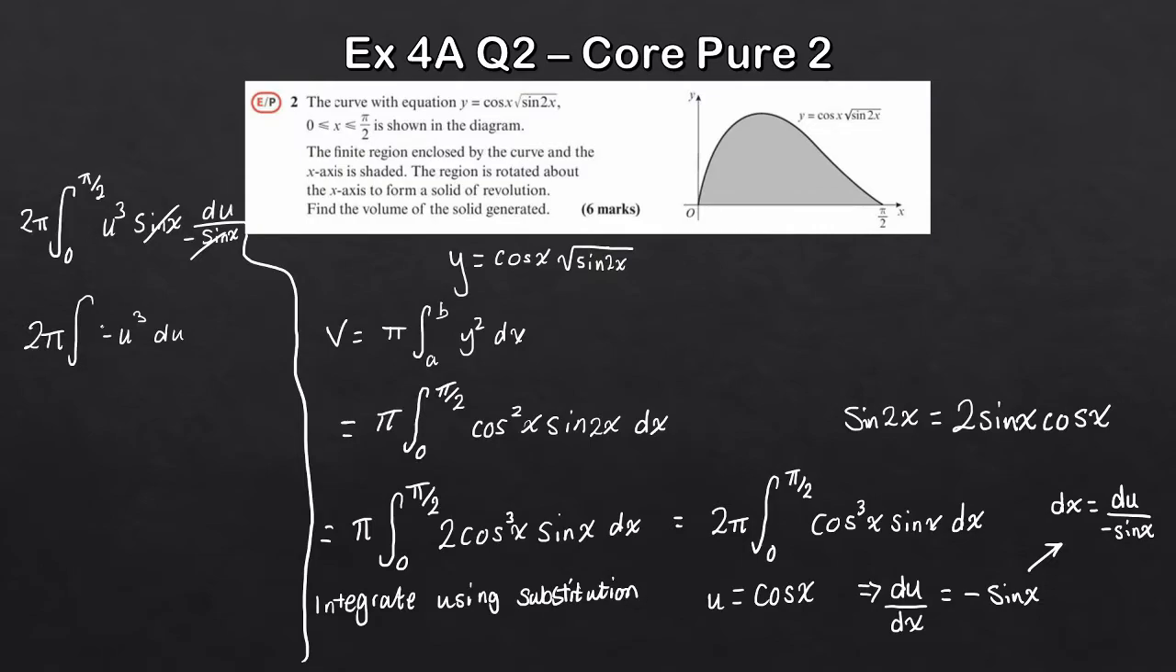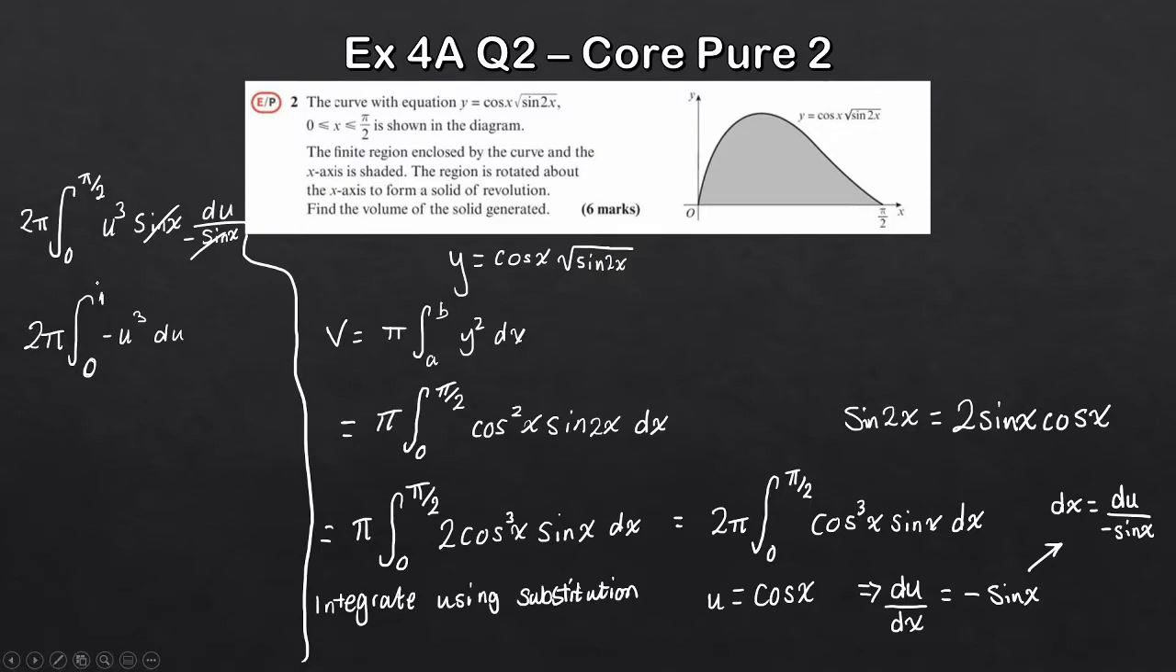So, if you consider the new limits here, well, you need to consider u equals cos x. So what is u when x is pi over 2? So that'll give you 0, and then cos x at 0, or cos 0, is going to give you 1. So your new limits will become 1 and 0. Okay?